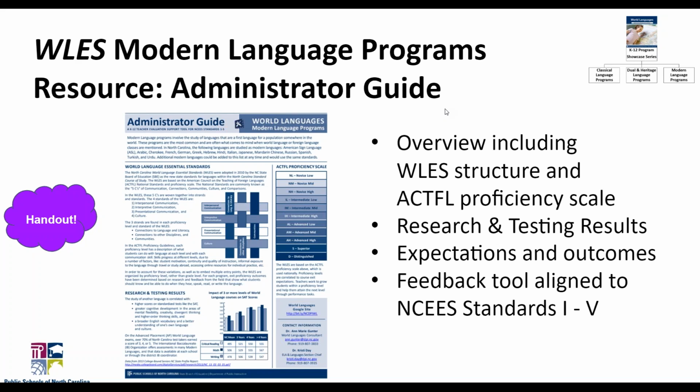On the back of that first page, you see there's information about expectations and outcomes, including things like our charts that you just saw before regarding different proficiency outcomes for different courses. And then the last two pages, or the second page, if you print this back to back, is a feedback tool that's aligned to our North Carolina Educator Evaluation System, or NCEES, standards 1 through 5. Those standards, of course, are the standards that every teacher in North Carolina is evaluated on.